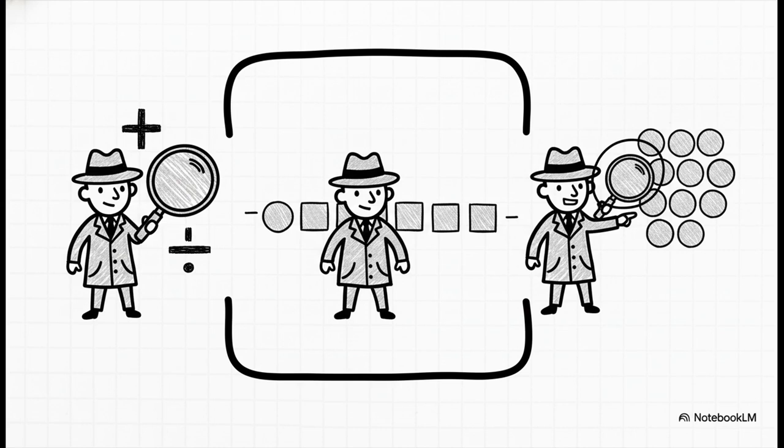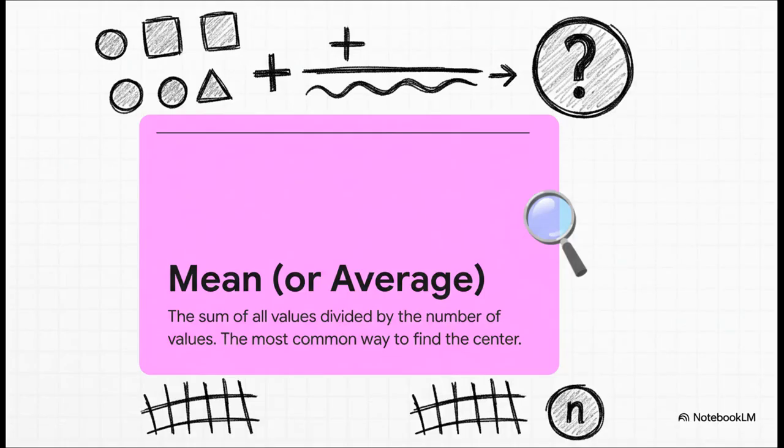I like to think of them as 3 different detectives, and each one has its own unique way of finding that typical value. You've definitely heard of them before: the mean, the median, and the mode. First up is the one we all learned back in school, the mean, or as you probably call it, the average. You just add up all the values in your set and then divide by how many values you added.